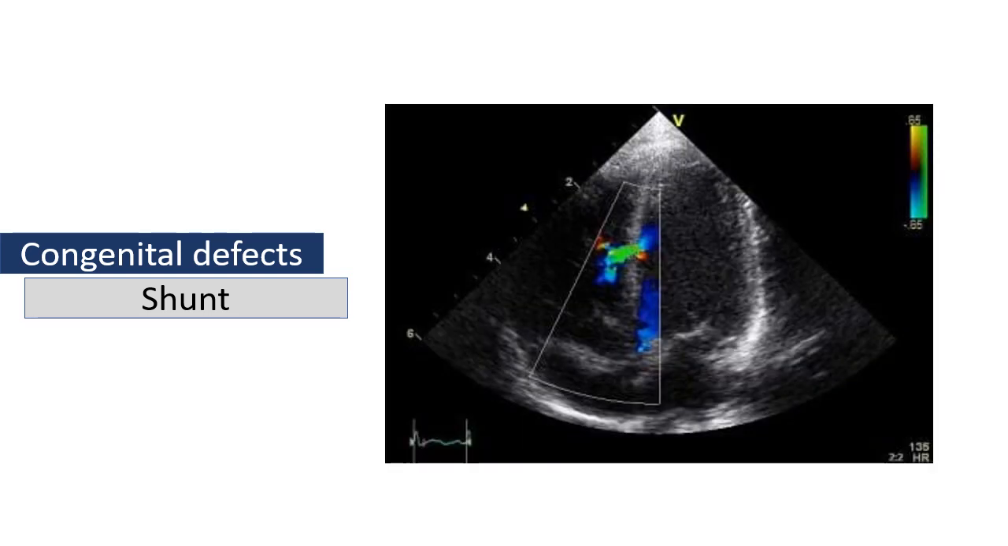Last but not least, I'm going to show you an image for congenital defects and congenital shunting. For example, this is a ventricular septal shunt. Mostly this is not necessarily congenital. I'm giving you an example for cardiac shunting, but shunting occurs also if there is ventricular septal rupture, like in this case.